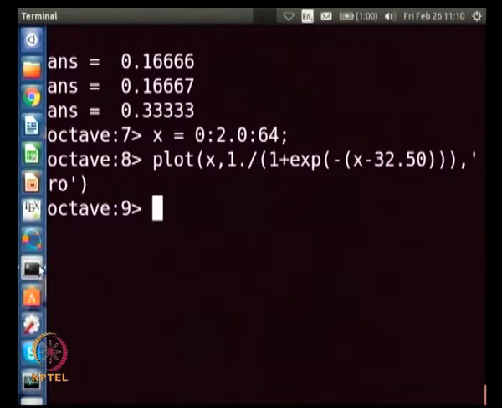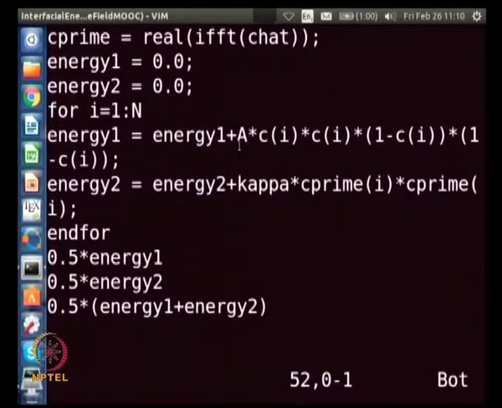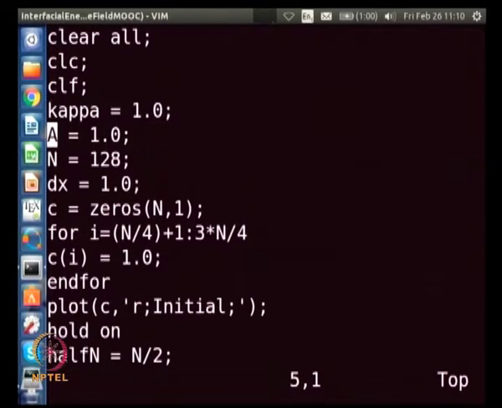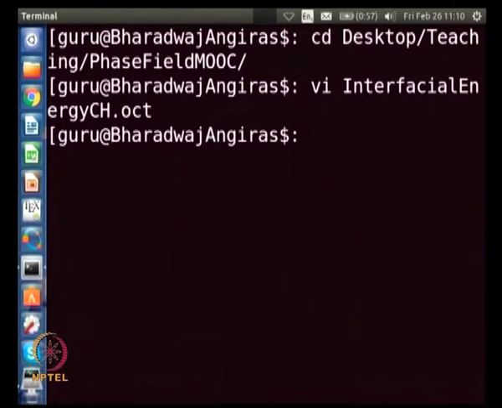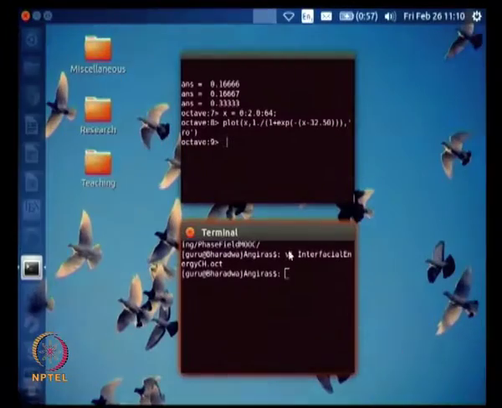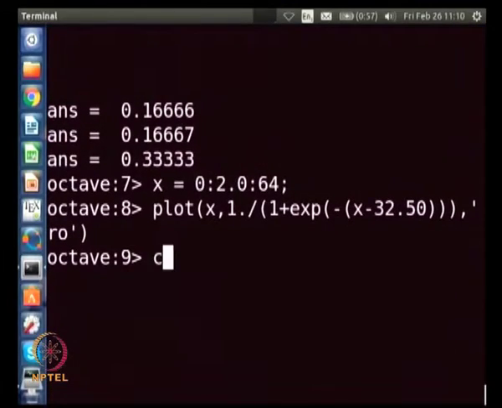But the moment you change that, for example, let us go and make kappa to be 4. What should happen if I make kappa to be 4? The beta should become half. That means the interface should become much wider and the interfacial energy should become twice. So, let us see if that is so. Okay. So, we run this.